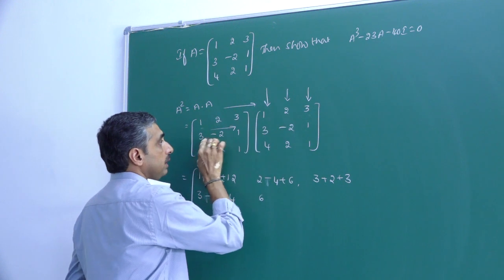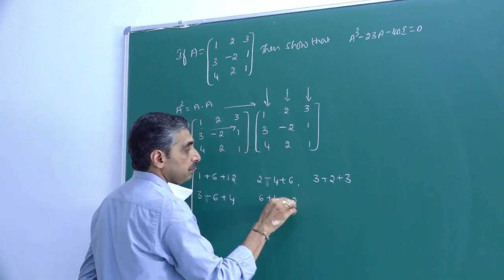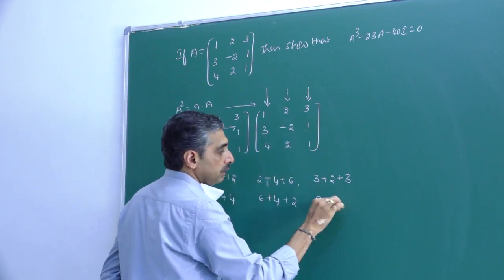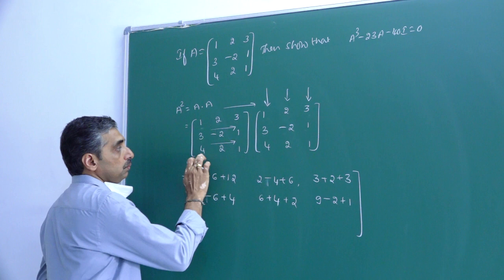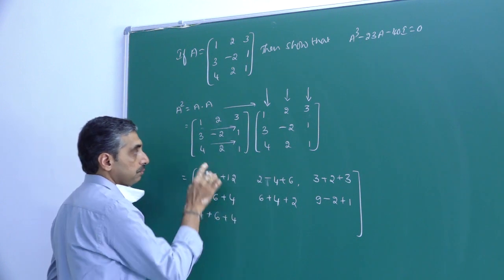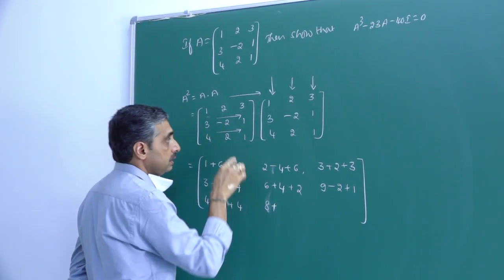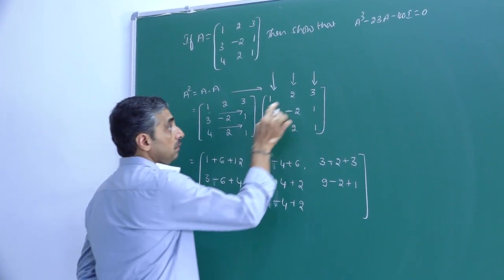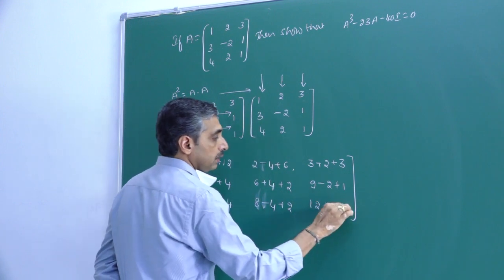Second row to second column, 3 into 2, 6, minus 2 into minus 2, plus 4, 1 into 2, 2. Next, second row to third column, 3 into 3, 9, minus 2 into 1, minus 2, plus 1 into 1, 1. Now third row to first column, 4 into 1, 4, 2 into 3, 6, 1 into 4, 4. Next, third row to second column, 4 into 2, 8, plus 2 into minus 2, minus 4, 1 into 2, 2. Third row to third column, 4 into 3, 12, 2 into 1, 2, 1 into 1, 1.